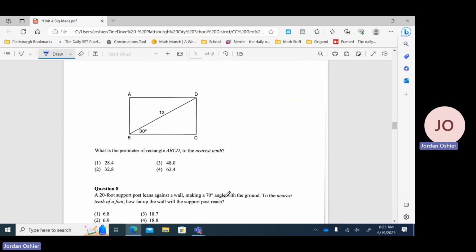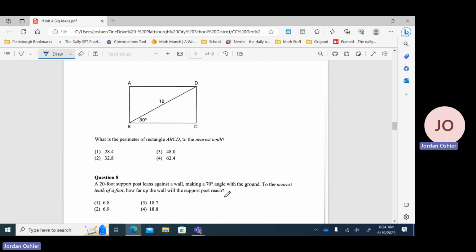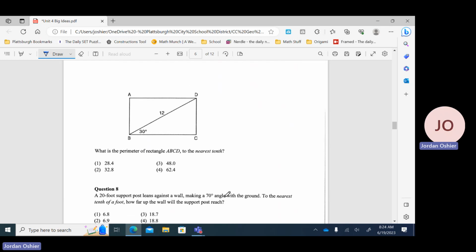We have a rectangle shown. What is the perimeter of the rectangle? So we need to find both the opposite and the adjacent side, so I'm going to start with the opposite. So, not tangent. Sine of 30 equals x over 12. So we would cross multiply. Sine of 30 times 12 is going to give me 6.